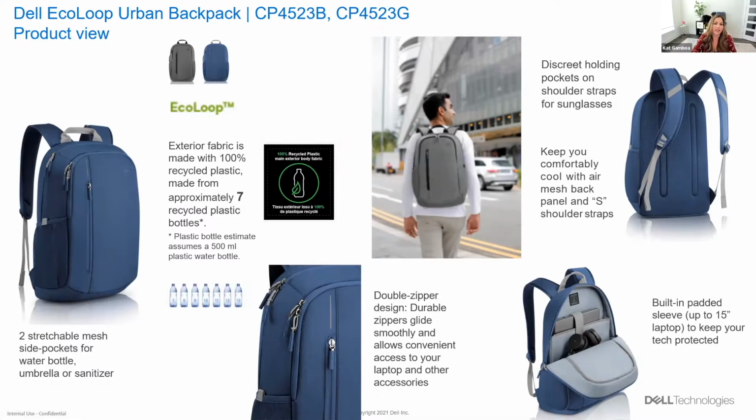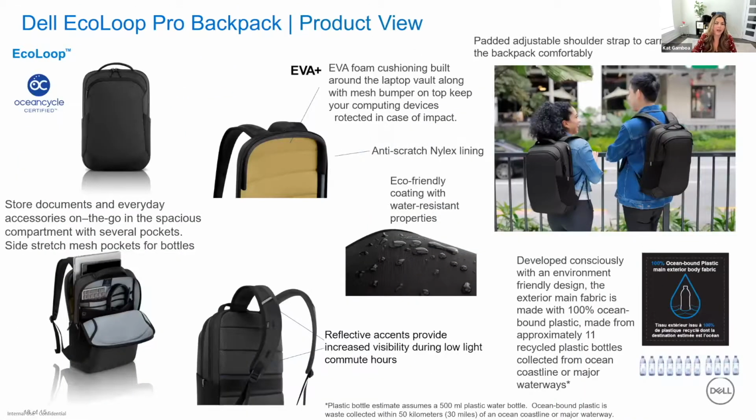If you'd like to go to the next one. Thank you. Our Pro series, so I'm showcasing here the backpack, but for our entire Pro series, briefcase, backpack, and sleeve, it does have the Ocean Cycle certification. So when we teamed up with Ocean Cycle Program, we do get that certification that we use the ocean-bound plastics to create these cases. And again, approximately 11 water bottles, just the equivalent of plastic in water bottles, go into creating these cases.